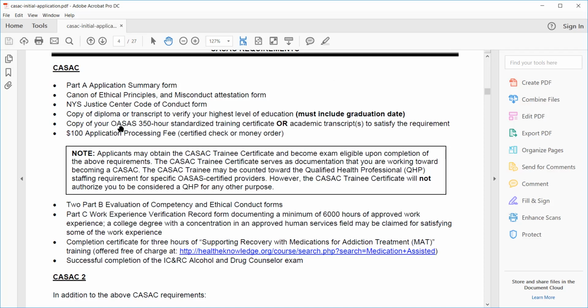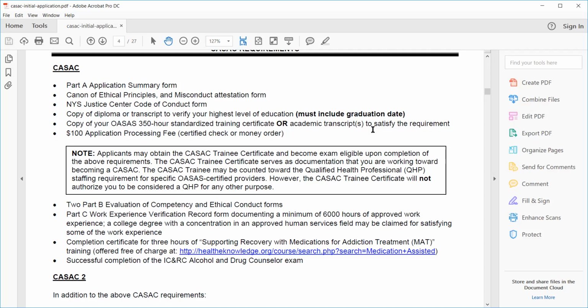And then this you will receive, the copy of your OASAS 350 hours standardized training certificate, or the academic transcripts to satisfy the requirement. We need to go over all of your 350-hour classes once you are done with graduation, and make sure that you met the minimum requirements for each of those courses within this 350-hour curriculum. Once we do that, we send you this certificate that they're talking about.